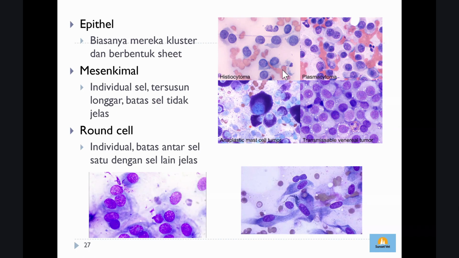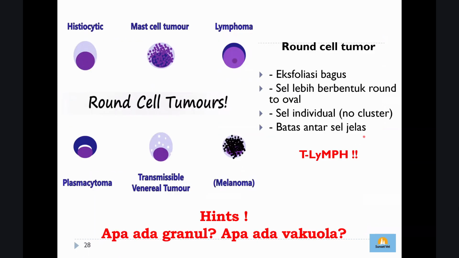And for the round cells, you have to remember they have four types: the histiocytoma, the plasmacytoma, the mast cell, and the transmissible venereal tumor. How do we differentiate? Let's discuss. For the round cell, as you know, you're going to get the sample very easily. You just sneak the needle in and you're going to get the cells because they exfoliate very well.